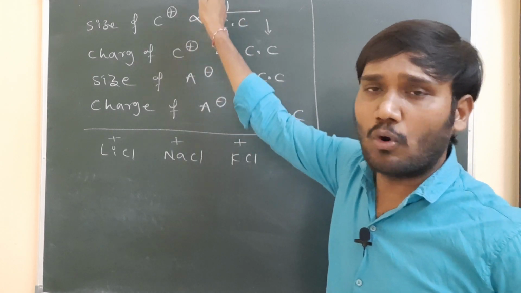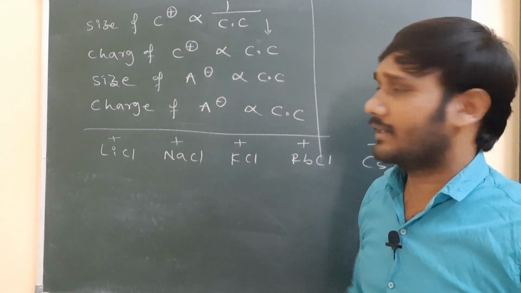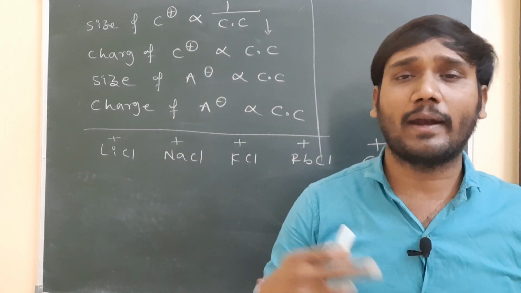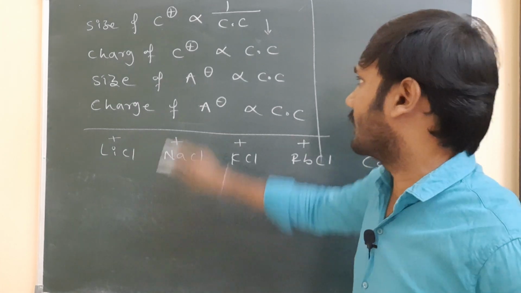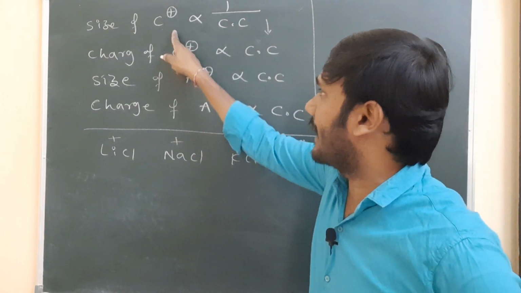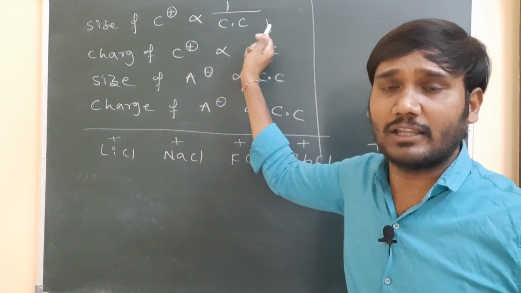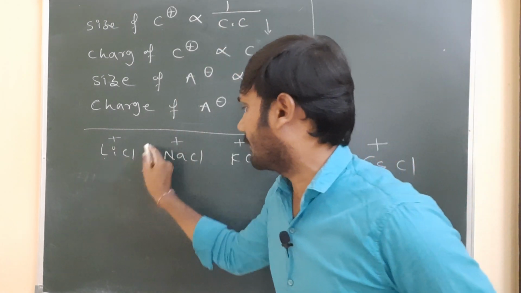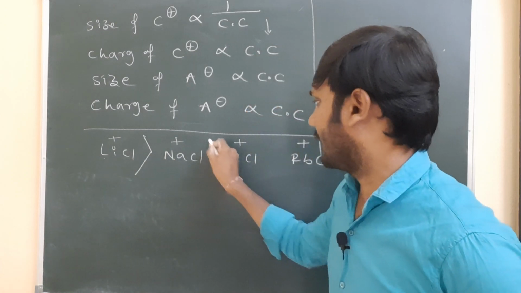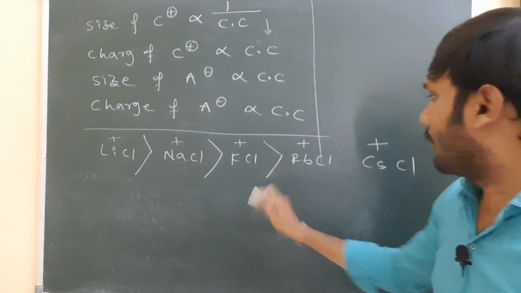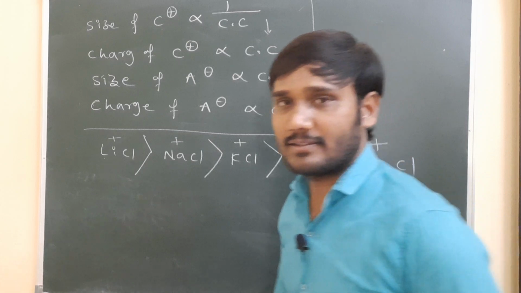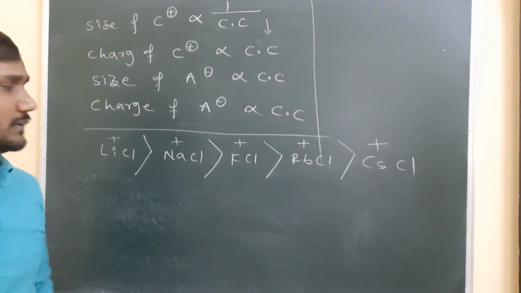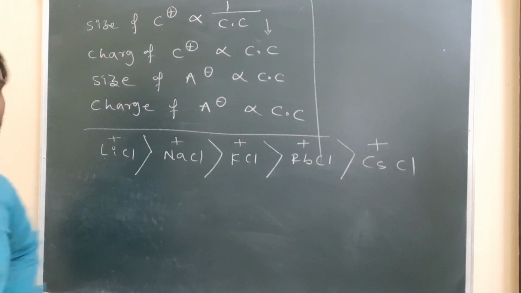Size of the cation more, nothing but covalent character less. Which of the following has more covalent character? More covalent character is nothing but the size of the cation should be less. Size of the cation less is nothing but covalent character more. So which cation size is less? Lithium. Then here more covalent character, next Na, next potassium, next rubidium, next cesium. This is the covalent character order in the ionic compounds. This is one of the examples.